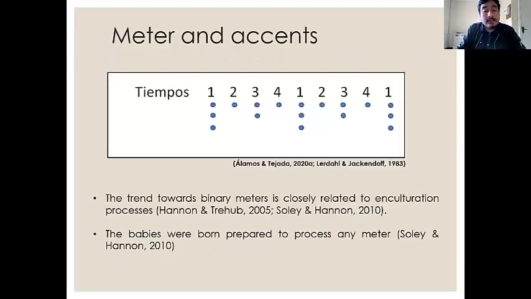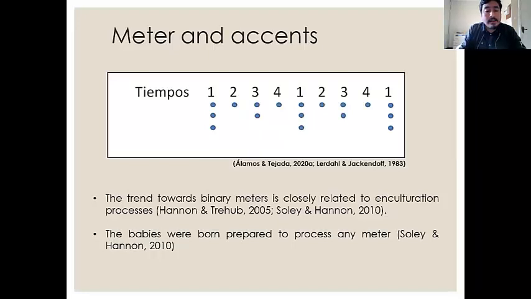The figure shows an example of a hierarchical metric structure for the case of 4/4. More points represent a greater accentuation and fewer points a lesser accentuation. The trend toward binary meters seems to be universal. However, research that considers cultural aspects indicates that this trend is closely related to enculturation processes.